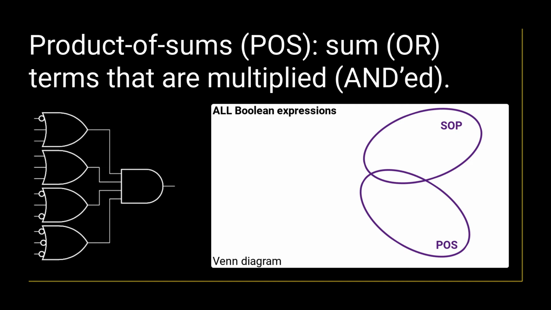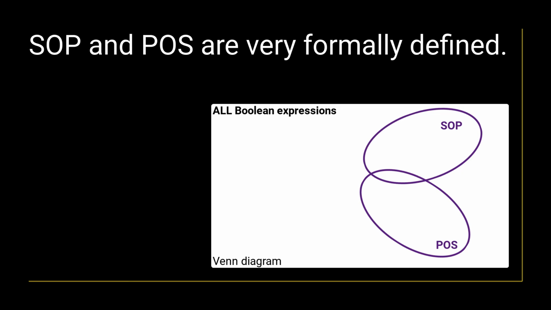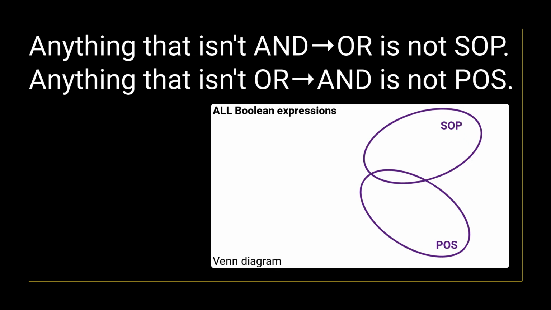expression. When depicted as a circuit diagram, a POS expression can be identified by having OR gates feeding into a single AND gate at the output. SOP and POS expressions are very formal in nature. Anything that does not fit this two-level AND-OR or OR-AND format is not SOP or POS.